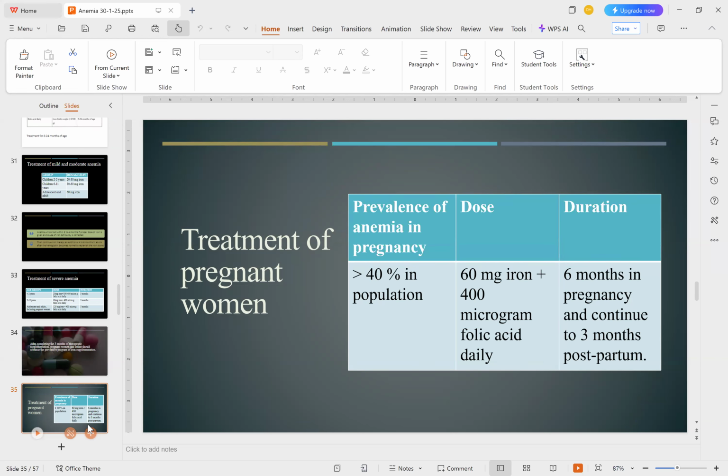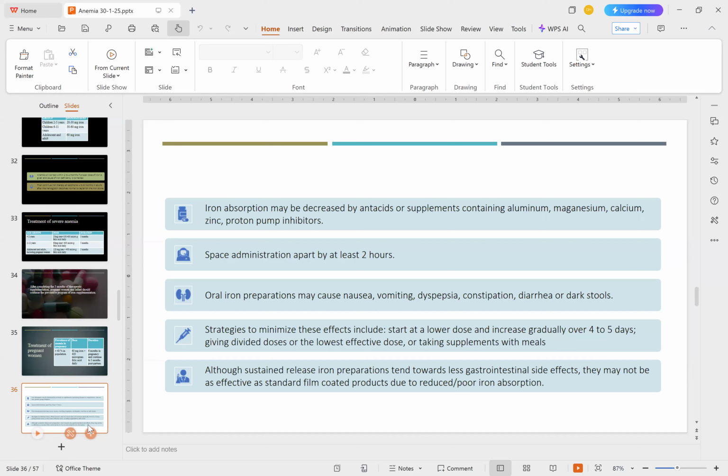Iron absorption may be decreased by antacids and supplements containing aluminum, magnesium, calcium, zinc, and proton pump inhibitors. Space administration apart by at least 2 hours.